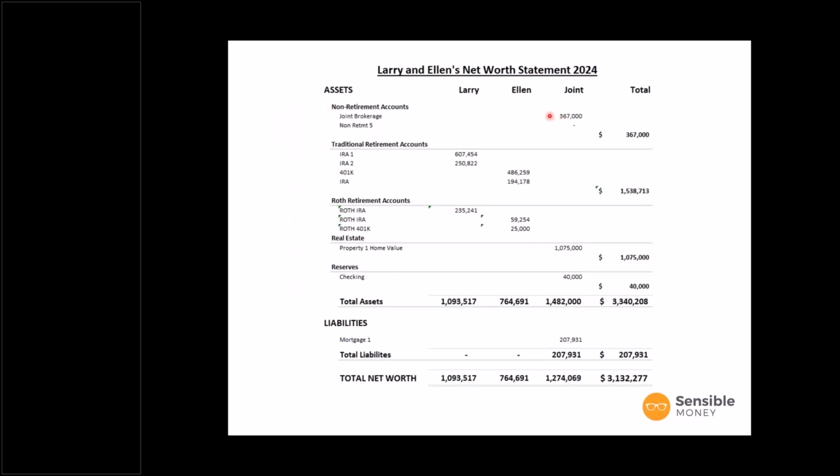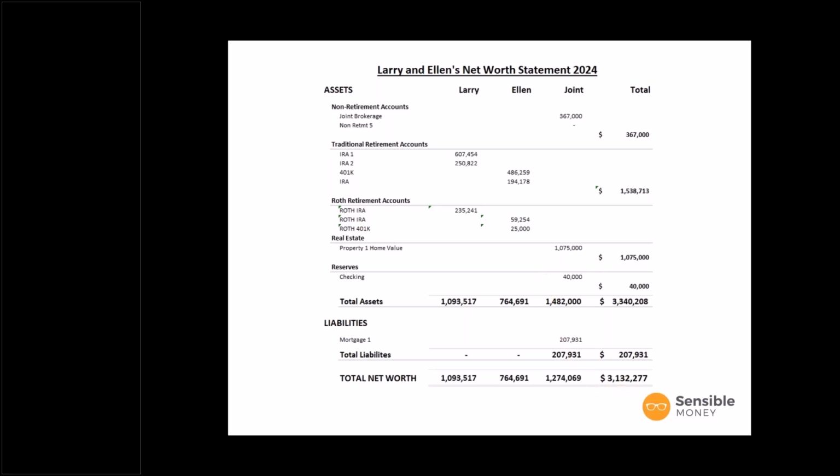Larry and Ellen have about $367,000 in a joint brokerage account. Larry has some IRA accounts, and Ellen has some IRA and 401k accounts. They each have Roth IRAs, and they have a paid off home. Oh, it's not paid off. They have a small mortgage, and they have, of course, working capital, as we call it, in their checking account. So overall, Larry and Ellen are worth just over $3 million.